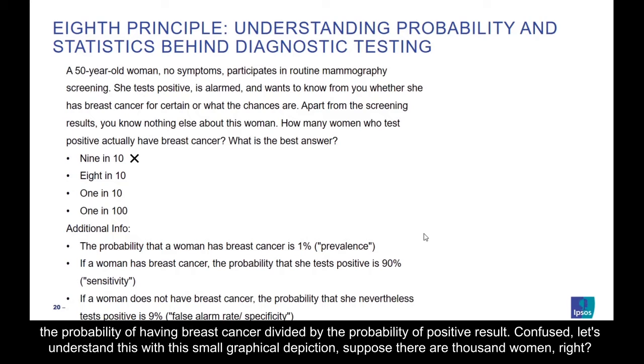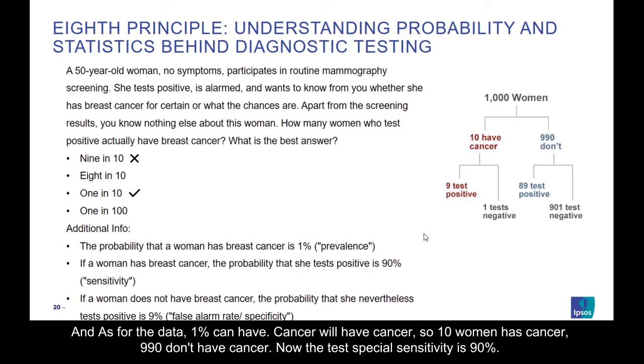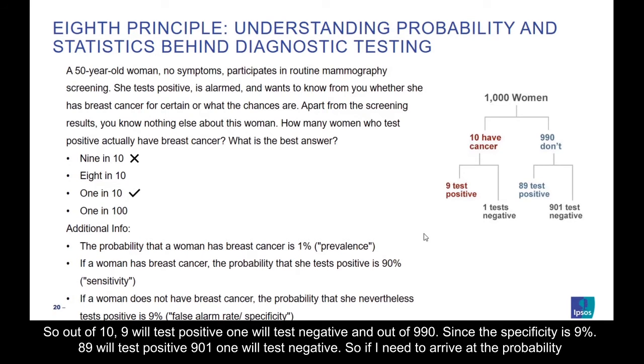Confused? Let's understand this with this small graphical depiction. Suppose there are 1,000 women, right? And as per the data, 1% will have cancer. So 10 women have cancer, 990 don't have cancer. Now the test sensitivity is 90%. So out of 10, 9 will test positive, 1 will test negative. And out of 990, since the false alarm rate is 9%, 89 will test positive, 901 will test negative.